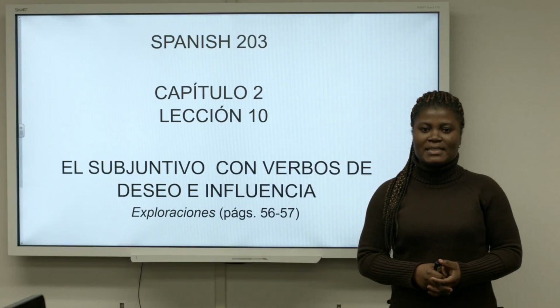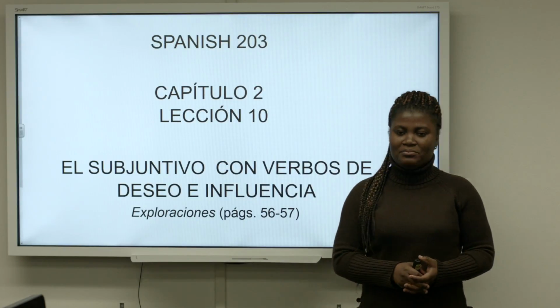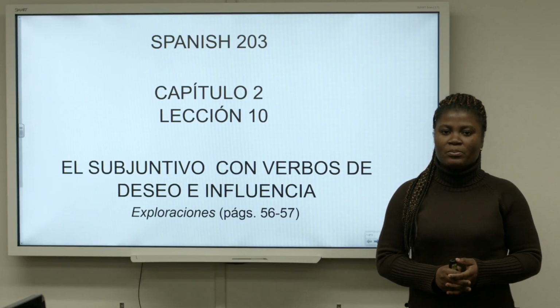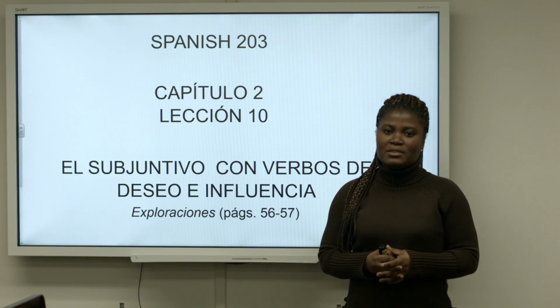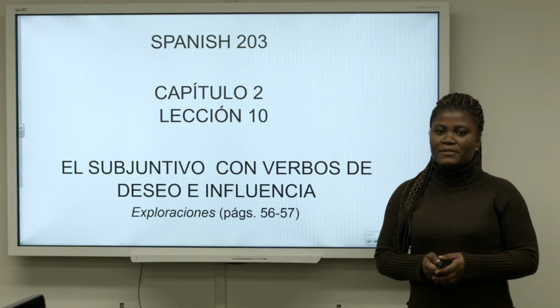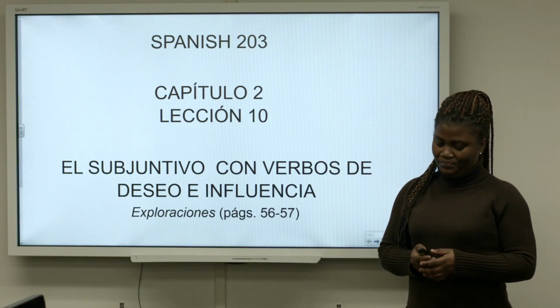Welcome to another lesson on the subjunctive. Today we will take a look at subjunctive with verbs which express wishes and influence. You may refer to your book's Exploraciones on the pages numbers 51 and 52.